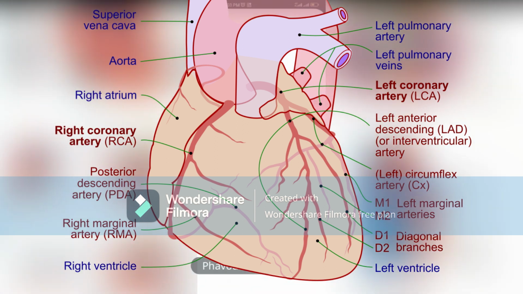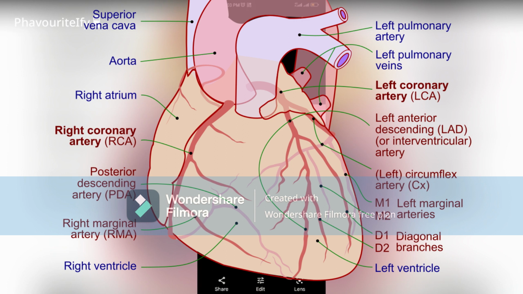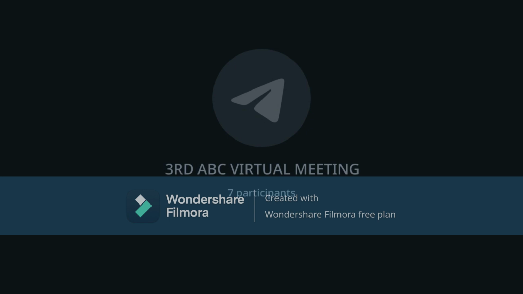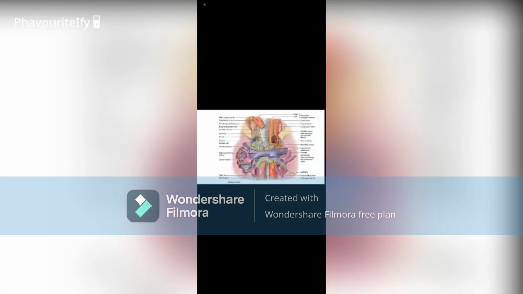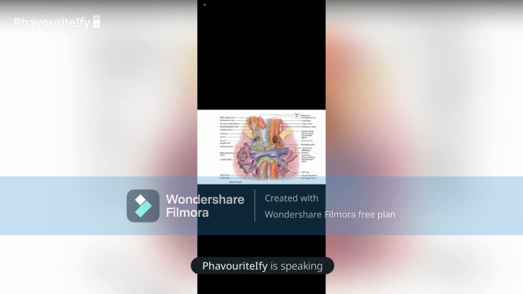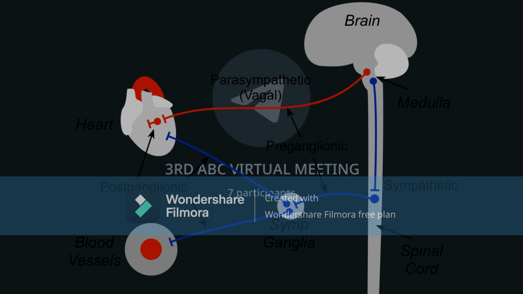So the next thing I'll talk about is the venous drainage of the heart. The heart is drained mainly by veins that empty into the coronary sinus, and partly by small veins that empty into the right atrium. Another thing I'll talk about is the innervation of the heart. The heart is innervated by sympathetic and parasympathetic fibers from the autonomic branch of the peripheral nervous system. So that is the innervation of the heart.